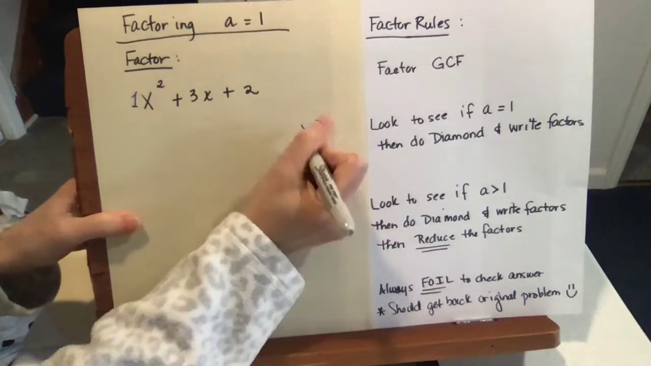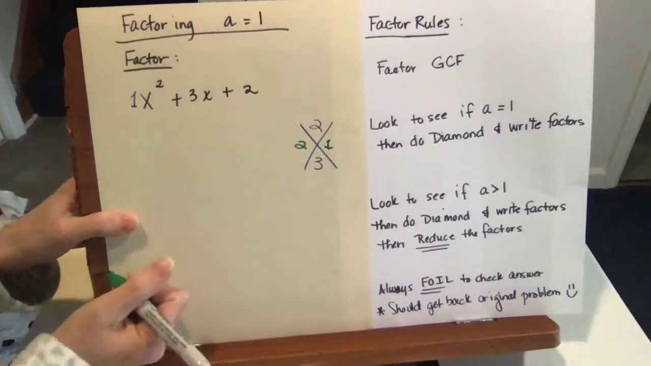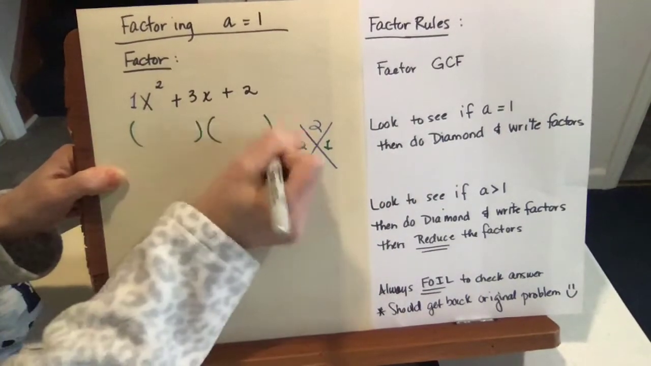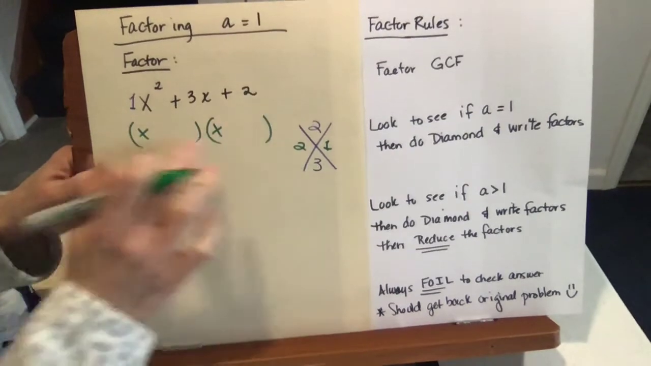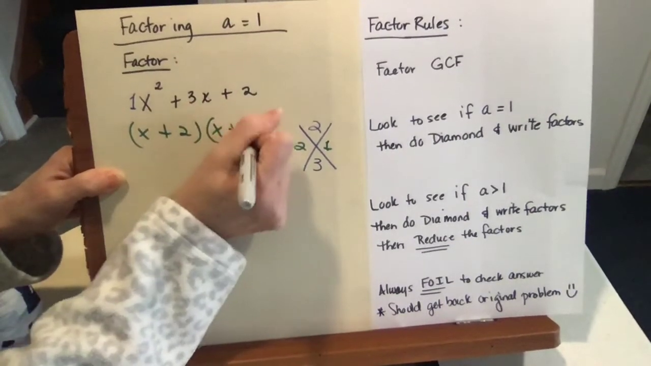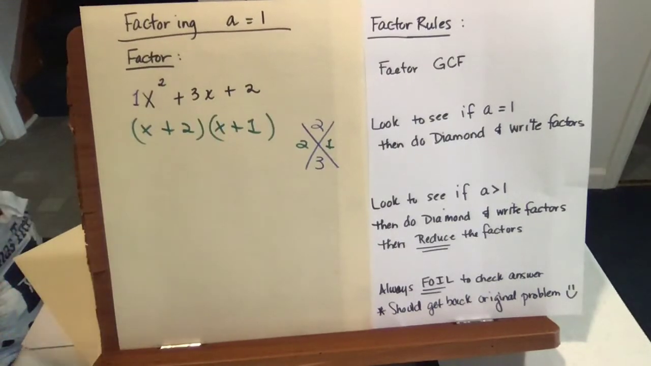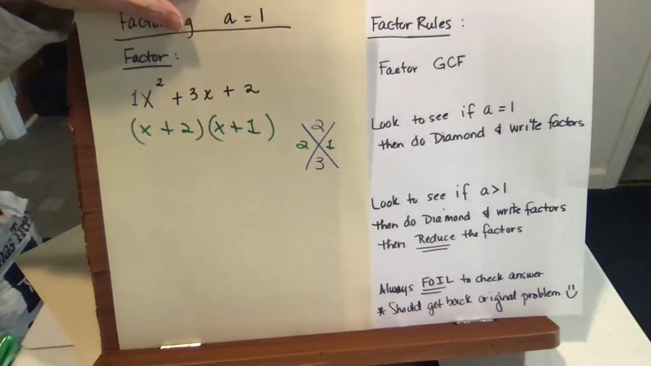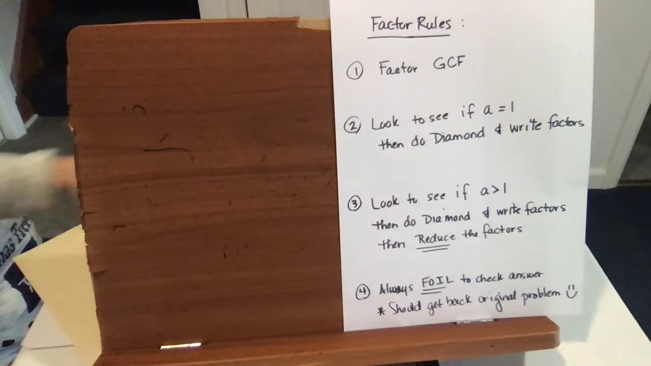Factors of 2 that add to 3 are 2 and 1. So I open up my parentheses. I put x in the first position of each of the binomials. And I put plus 2 and plus 1. And that's how fast this can go. All right, next.